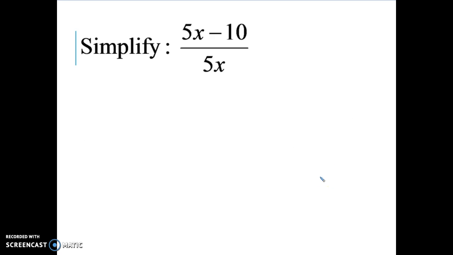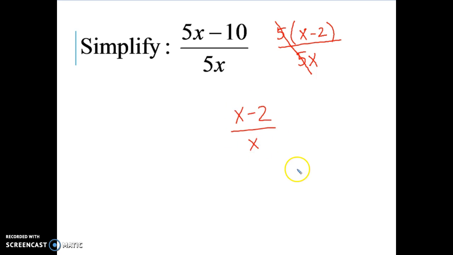For the first example, I've got 5x minus 10 over 5x. Always look for a GCF first, and 5x minus 10 both have a 5 in it. If I take a 5 on the outside, I'm left with x minus 2, and on the bottom, 5x. I can't simplify x minus 2, and I can't factor anything out of 5x, but I do have a 5 on top and bottom. So my answer ends up being x minus 2 over x.